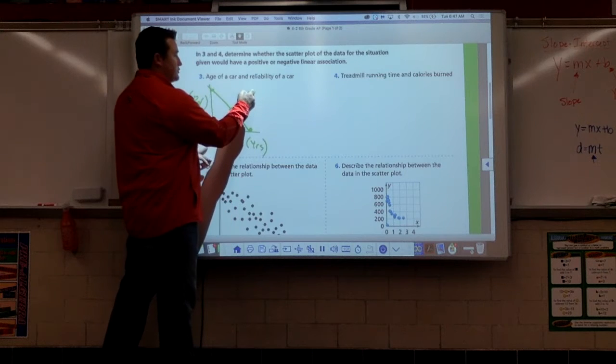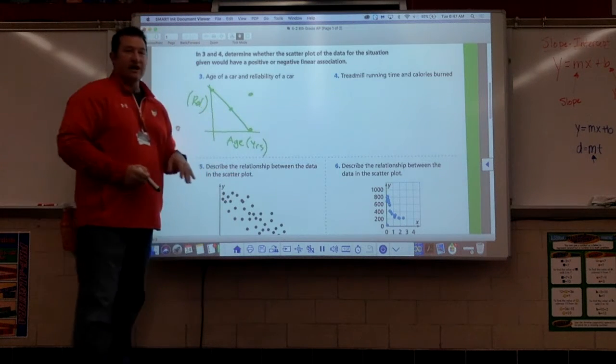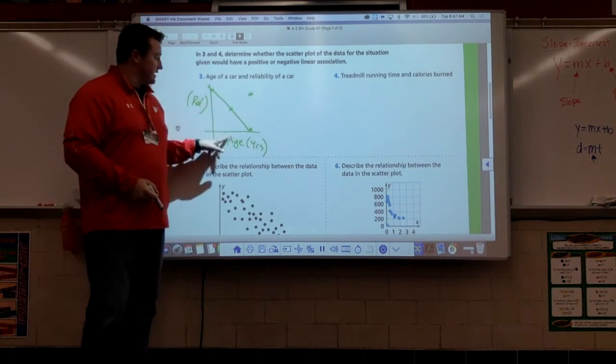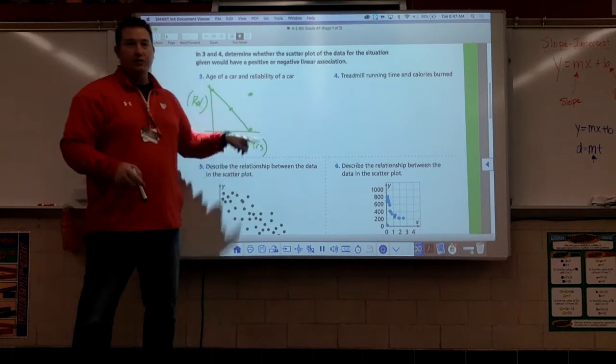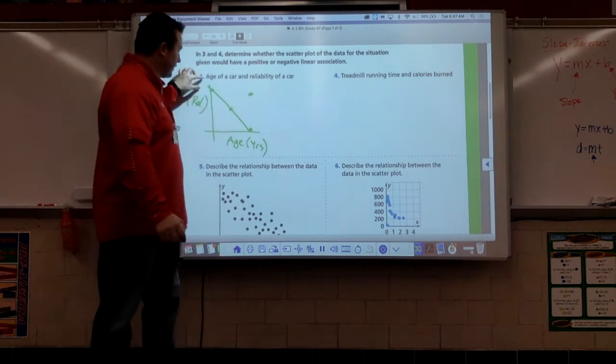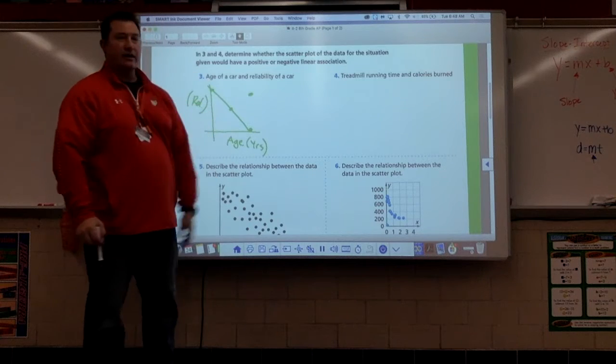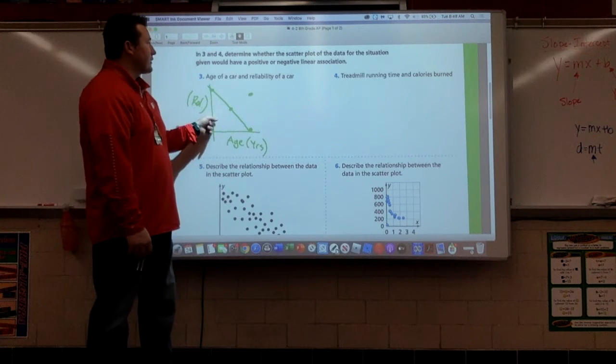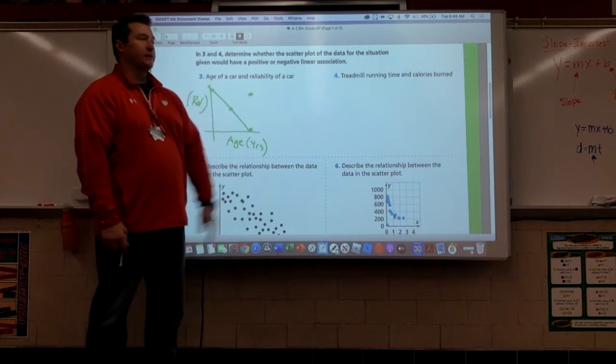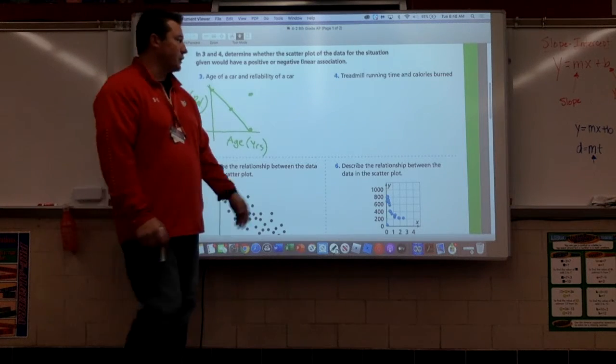Now, the sweet vibe would be out here. It would definitely be an outlier, because even though it's super old, it's still super reliable. So it would be an outlier. But most are going to fall in that pattern. So we can now say that this one clearly would have negative association.